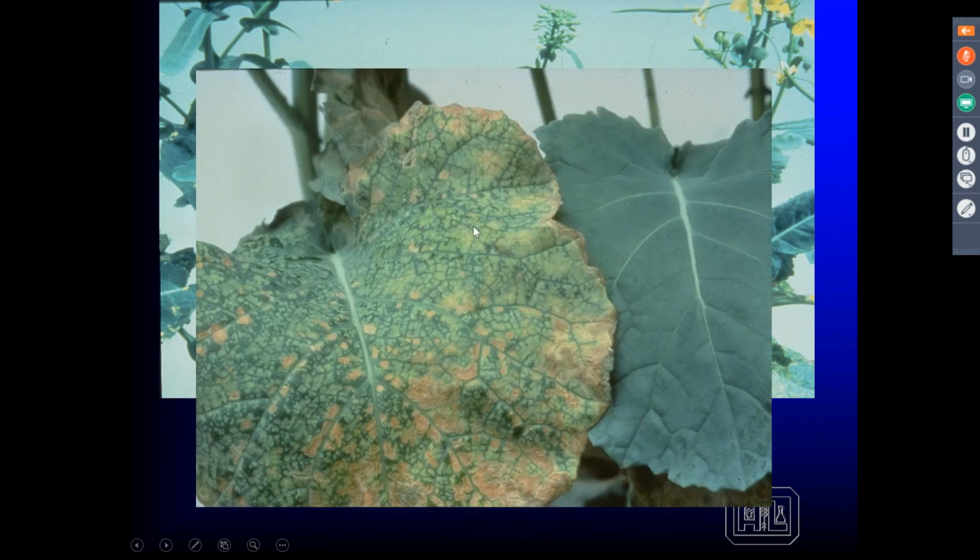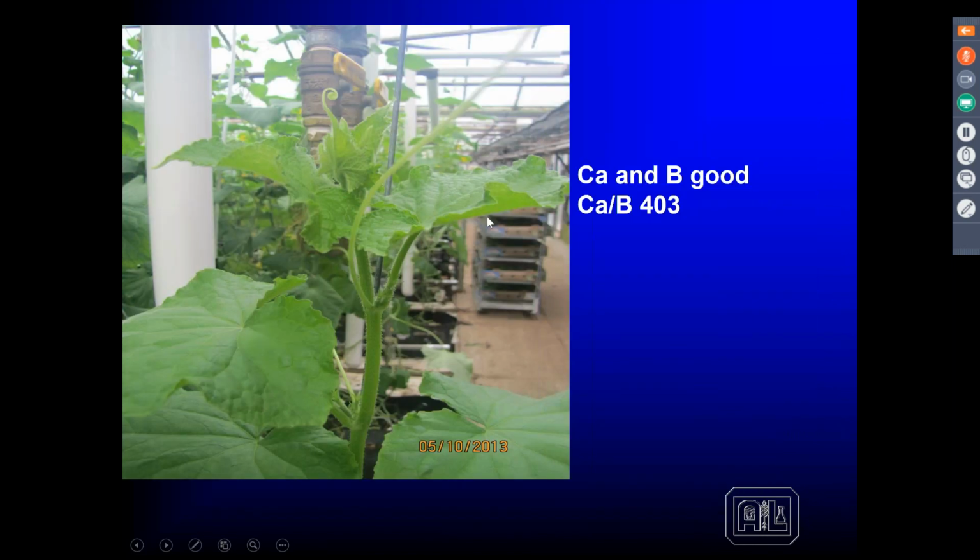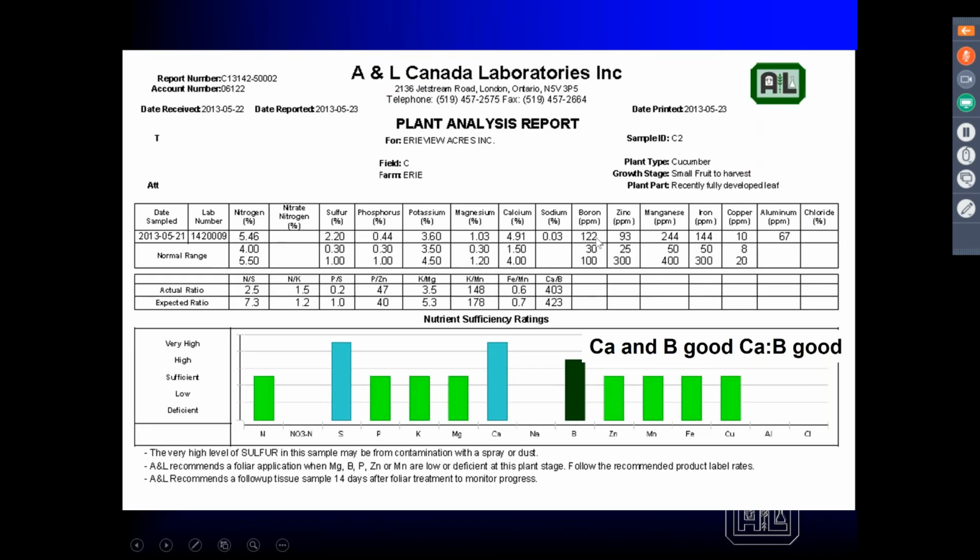So other things we talk about in interactions is we may have adequate levels and still see deficiencies. This is a cucumber in a glass house where we have good levels of calcium and good levels of boron, and our calcium to boron ratio is 400 to 1, and that's where you want to be with most crops, is 400 to 1. That tissue sample, we've got lots of boron, as you can see here. We've got decent calcium, and our calcium to boron is 400 to 1.